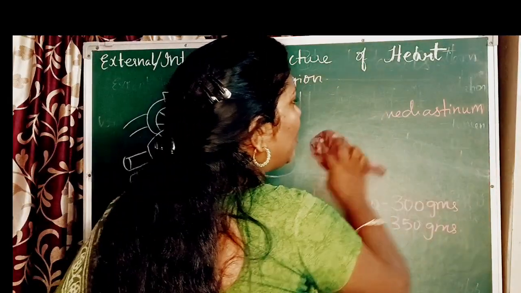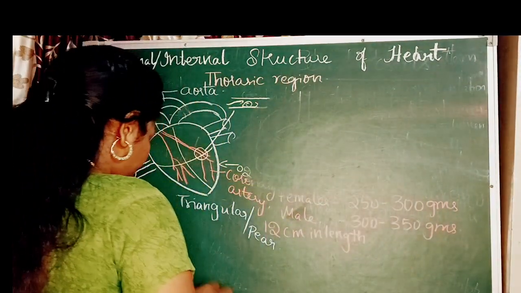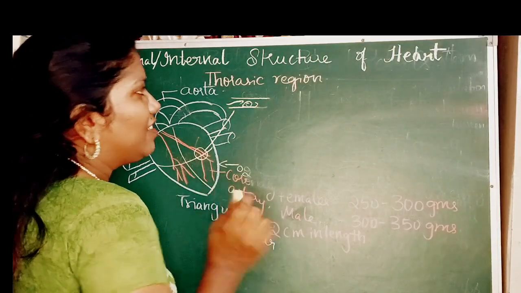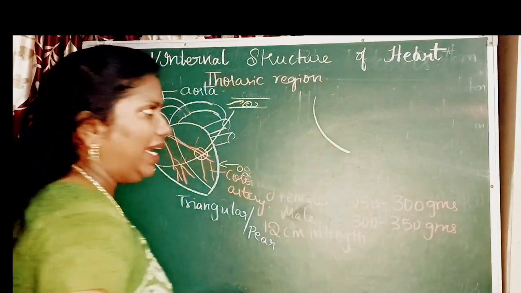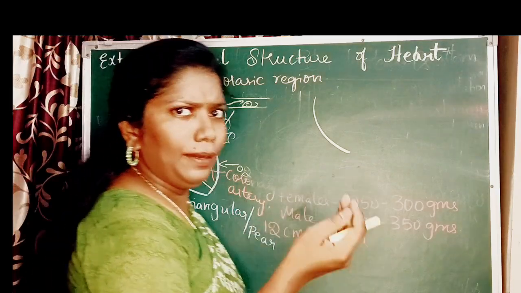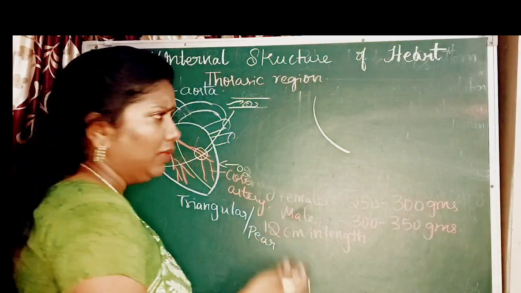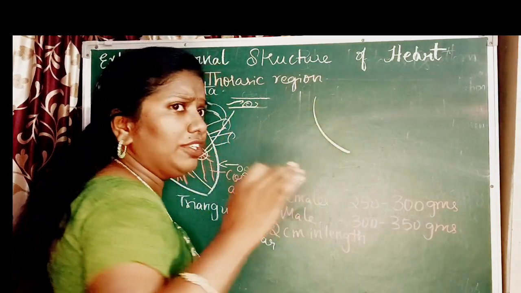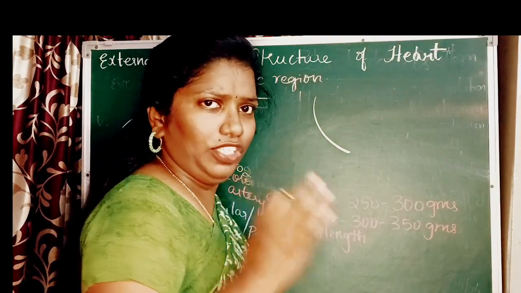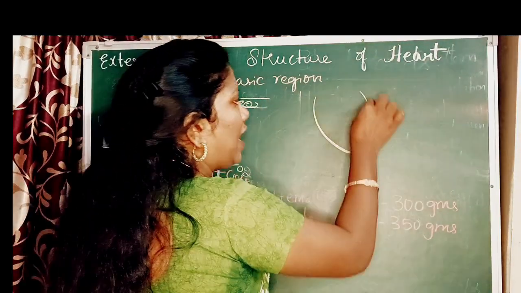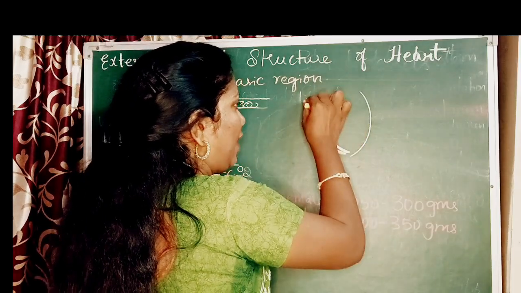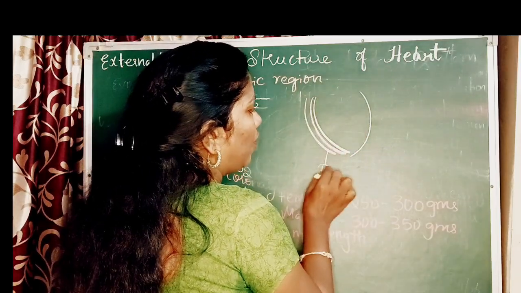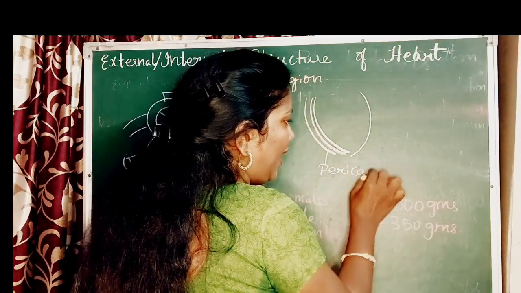What are the layers surrounding the heart? If you say this is a heart, there are many layers like endocardium, myocardium and epicardium. But for the 10th class, pericardium is sufficient. So if this is a heart, it is covered by a double layer. This layer is called pericardium.